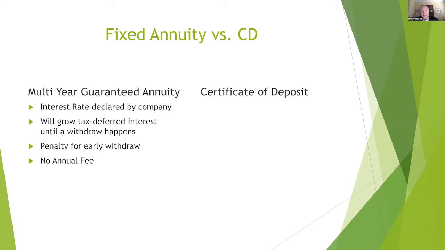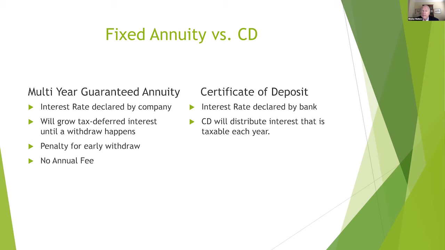What's a certificate of deposit compared to? It has an interest rate declared by a bank. A CD will distribute your gains every year. They can't defer them, and they will report that to the IRS as taxable. There is a penalty for early withdrawal. There is no annual fee. So the main thing is, with an annuity, they're paying a higher rate than a CD typically, and your interest grows and compounds tax deferred.